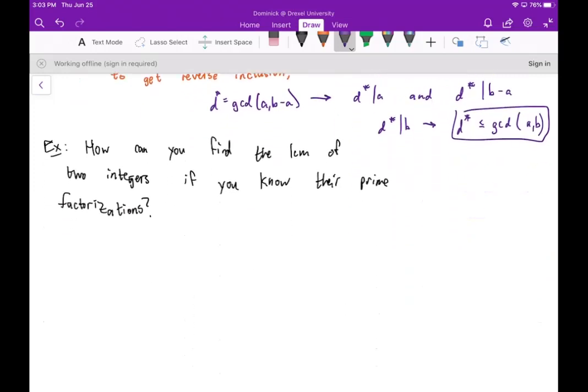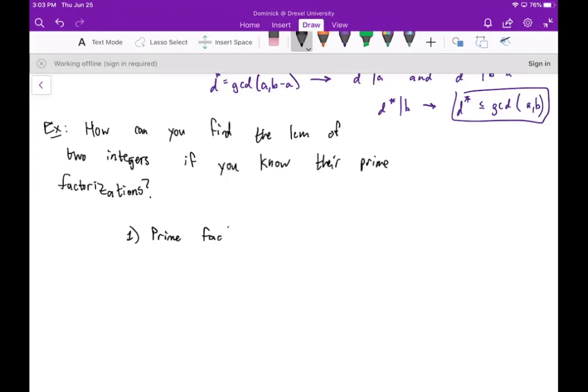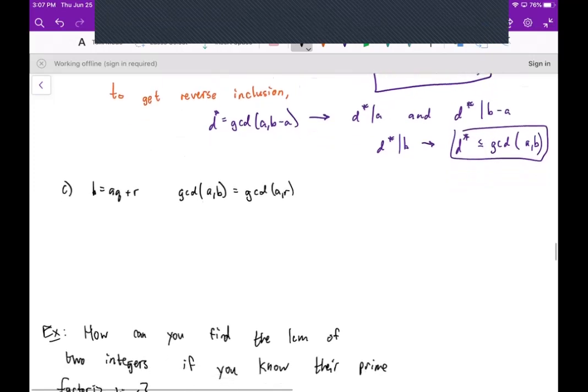Okay, now how can you find the least common multiple of two integers if you know their prime factorizations? Well, it's going to be similar, except first, right, find the prime factorizations. Okay, I realized I forgot to do part C, so I paused it and went back.